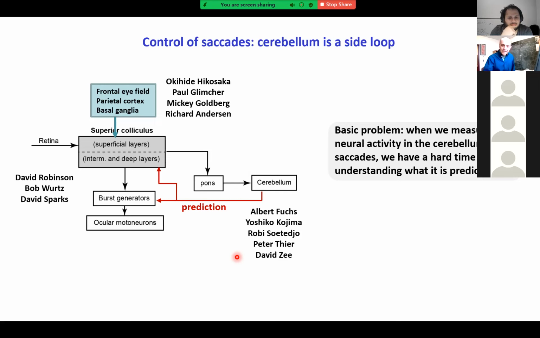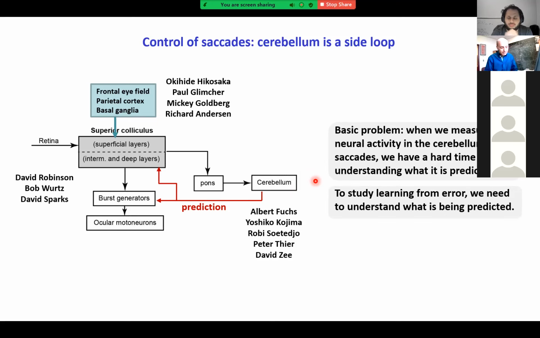Well, I want to show you that there is still a really fundamental problem in understanding what the circuitry is doing. The basic problem is when you measure the neural activity in the cerebellum during movements like a saccade, it's really hard to figure out what it is predicting. So the cerebellum seems to be important for control of movements. It seems to be important for learning from error. But as I'm going to show you, it's not at all obvious what is going on in terms of making the predictions. So although in patients we see very clearly deficits in movements and in learning, when you look at the neurons, as I will show you, it's pretty hard to figure out how this behavior connects to this neuron.